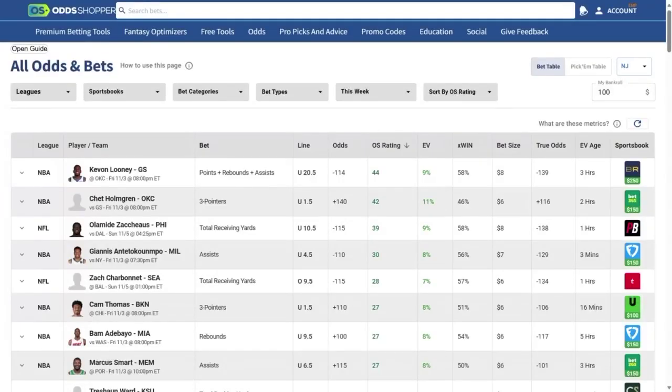Do you want to make money betting on sports? If you do, OddsShopper is the tool for you because OddsShopper can turn anybody into a profitable sports bettor. It doesn't matter how much information you have. It doesn't matter if you watch all the games. It doesn't even matter if you don't know anything about sports.